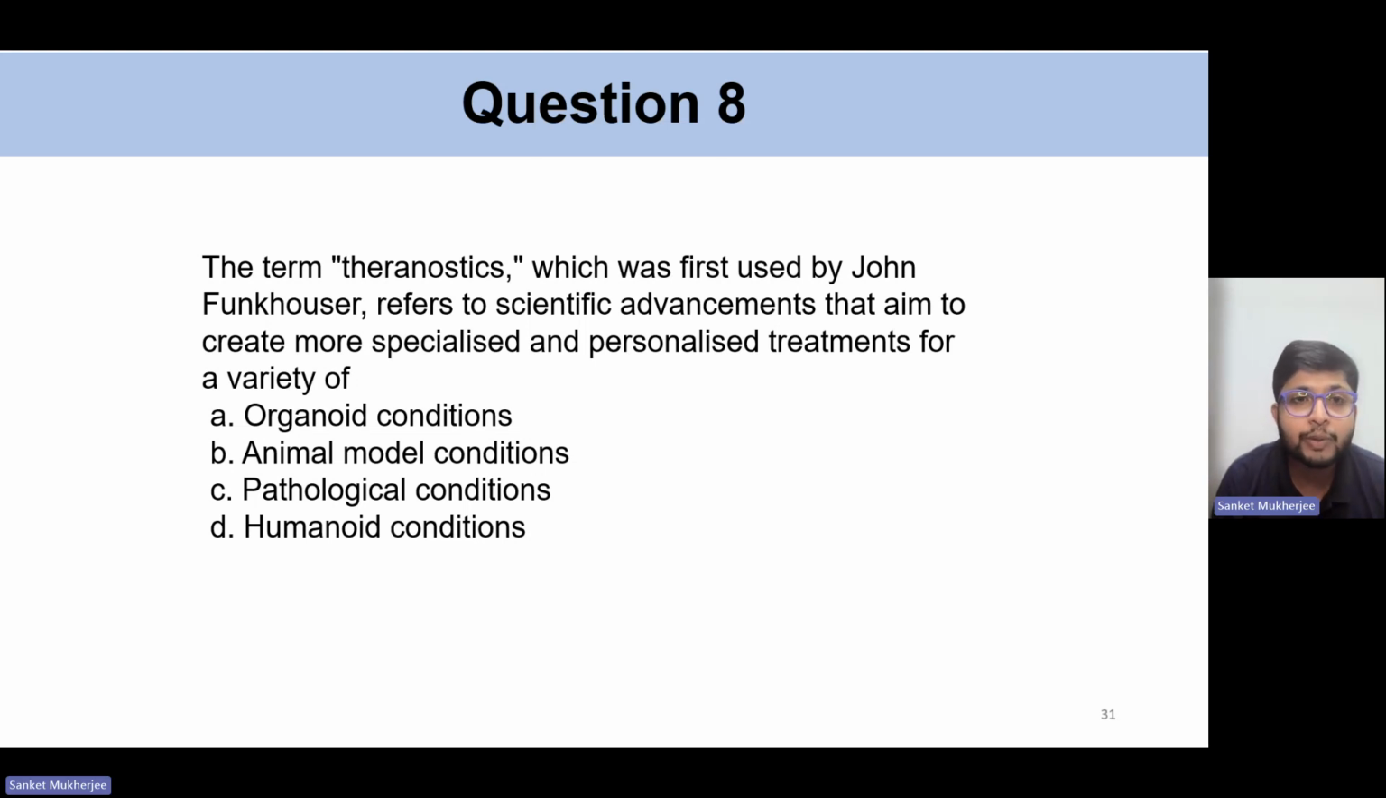Then coming to the last question, the term theranostics was used first by John Funkhauser, and refers to a scientific advancement that aimed to create more specialized and personalized treatments for a variety of pathological conditions. So with that question, we are at the end of today's session. If there are any questions, you may ask them now.